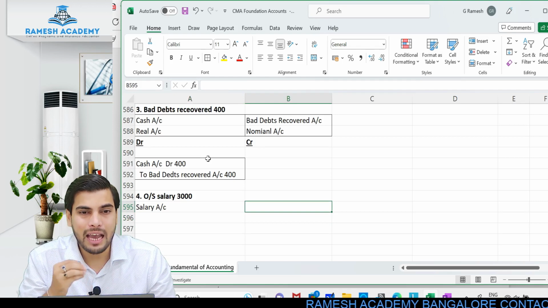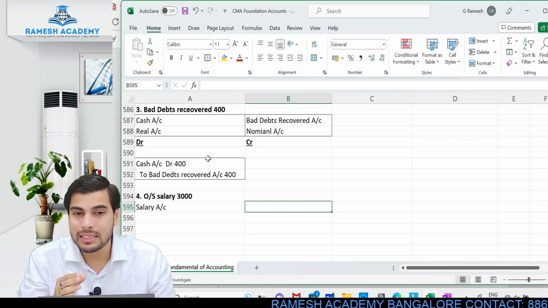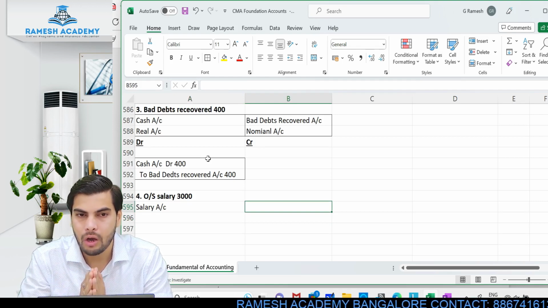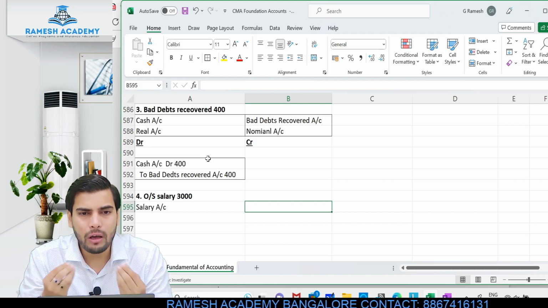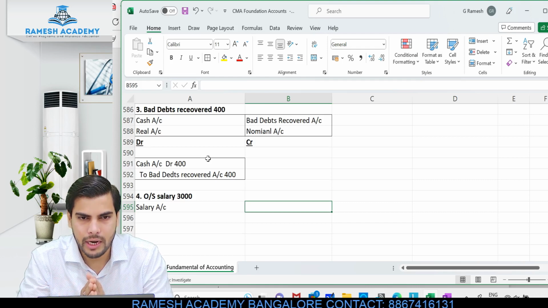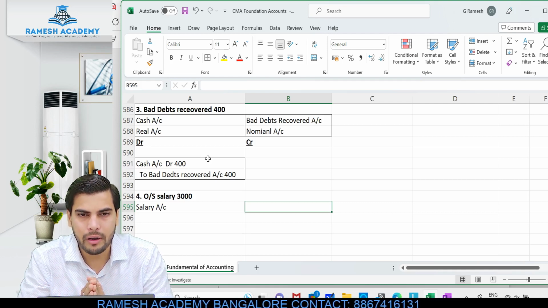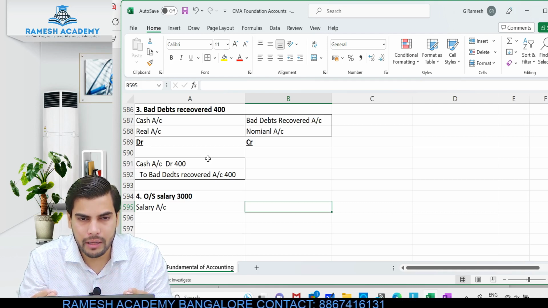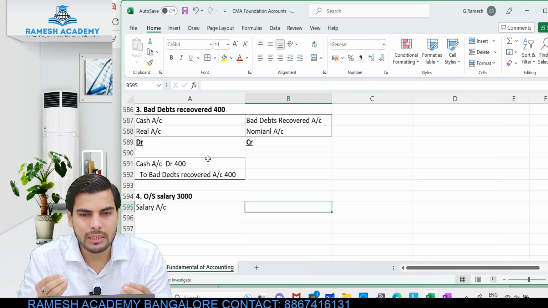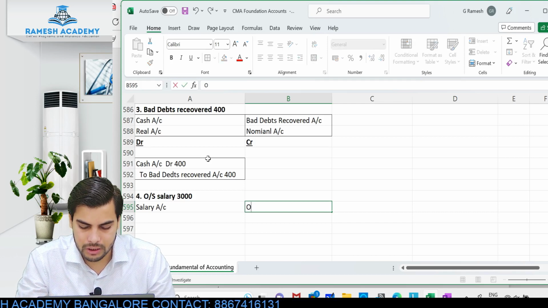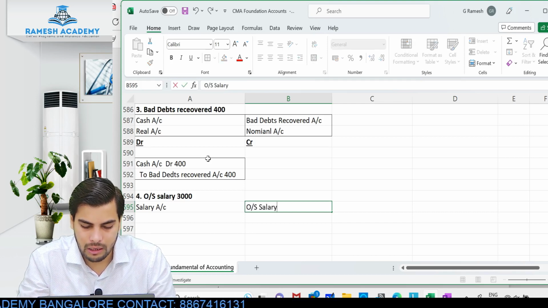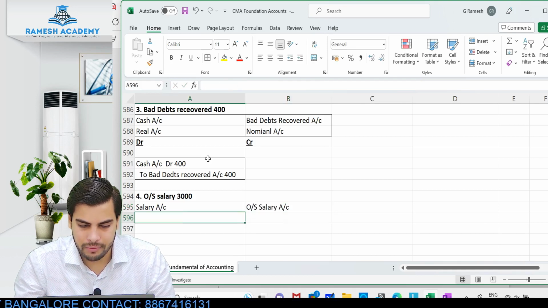Do you think cash will be forming part of this entry? No. When I say outstanding salary, what does it mean? The salary is not being paid yet. Although I have incurred the salary, am I paying it yet? No. If I would have paid it, why would it be called outstanding? Are you getting my point? So it is still pending. That's why it is treated as outstanding. So cash will not be forming part of this transaction. The other account would be the outstanding salary account.